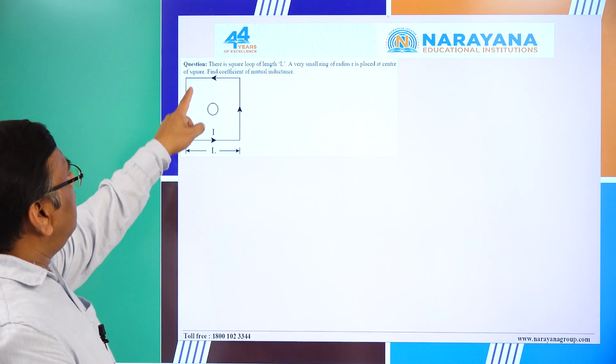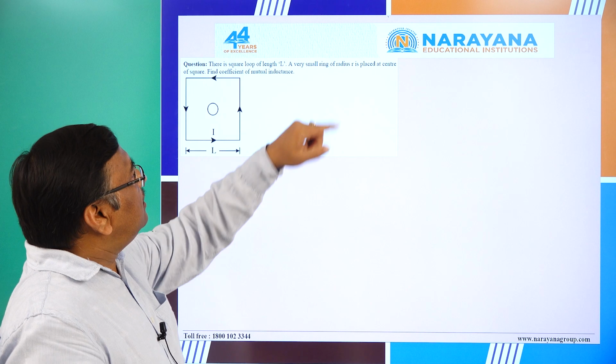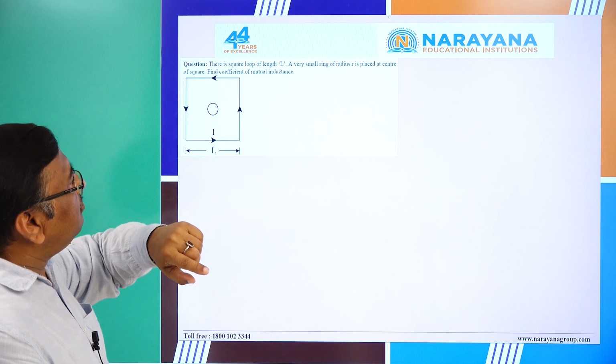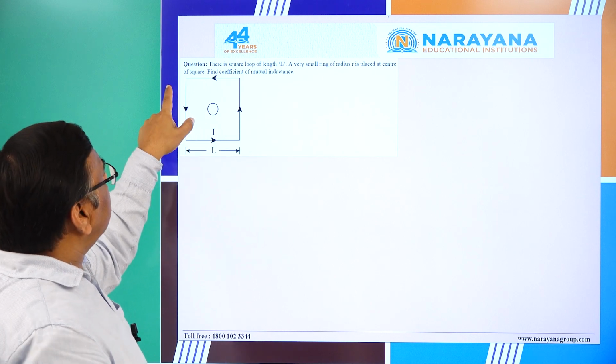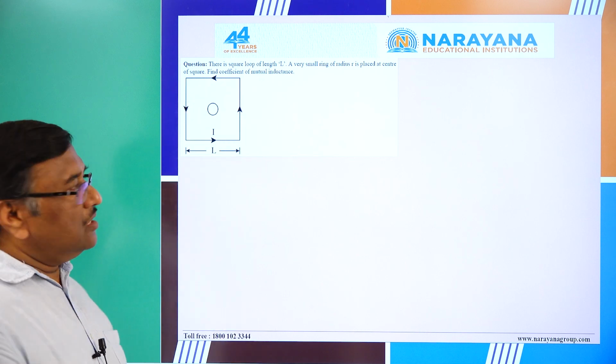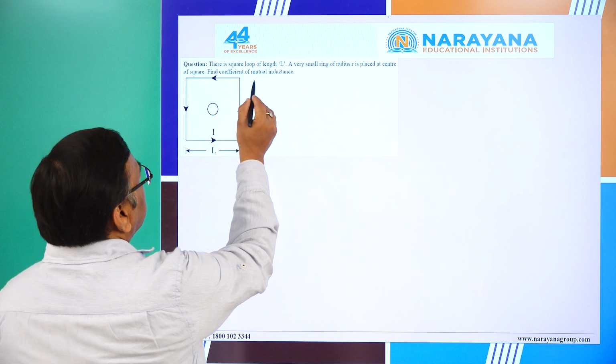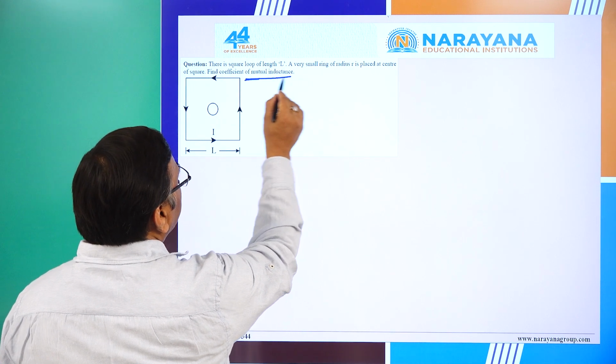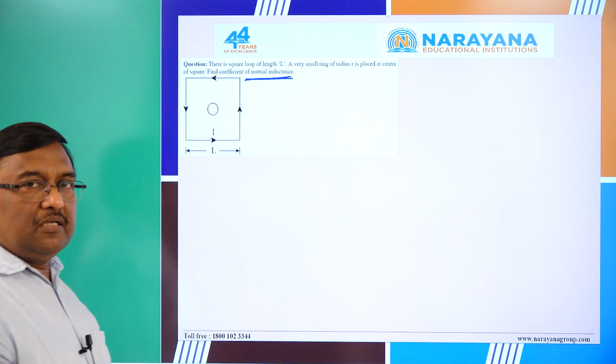This question now, you can see there is a square loop of length L. A very small ring of radius r is placed at the center of the square. Find the coefficient of mutual inductance. That is obviously a question based on electromagnetic induction. He is asking mutual inductance.